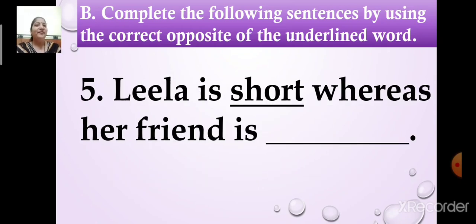Next, number 5. Leela is short, whereas her friend is dash. Now children, here the underlined word is short. Now tell me the correct opposite of the underlined word. Yes, you are right. The opposite word of short is tall. So children, Leela is short, whereas her friend is tall.